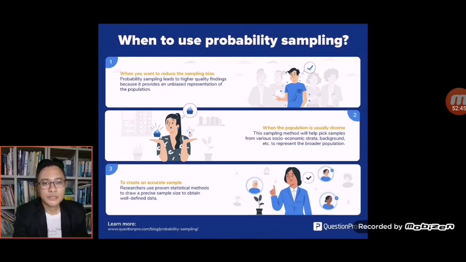Number three, to create an accurate sample. Researchers use proven statistical method to draw a precise sample size to obtain well-defined data. Okay, this one. So if you think that the data is crucial for your study, then you might need to go ahead with this probability sampling.